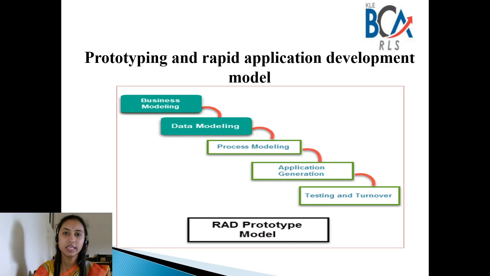As we have seen the waterfall model, this RAD is also a type of software development life cycle model that uses minimal planning in favor of rapid prototyping. Now let us see what prototyping is. Prototyping is a working model that is functionally equivalent to a component of a product. Prototyping is nothing but the exact working of the actual model. So you first make a prototype model, then build the actual model.